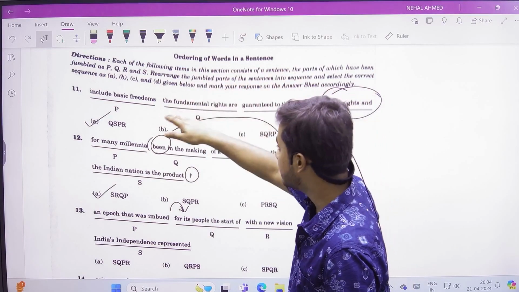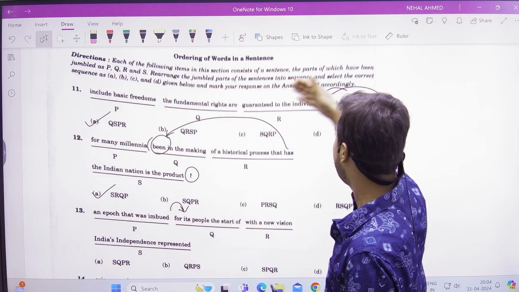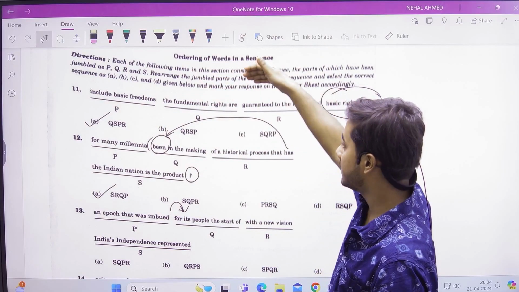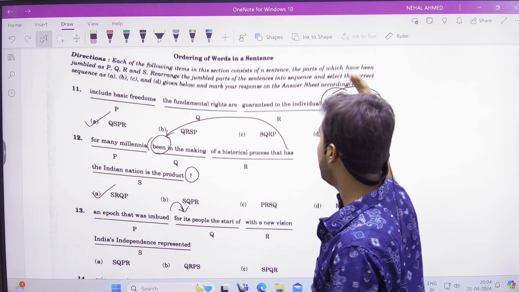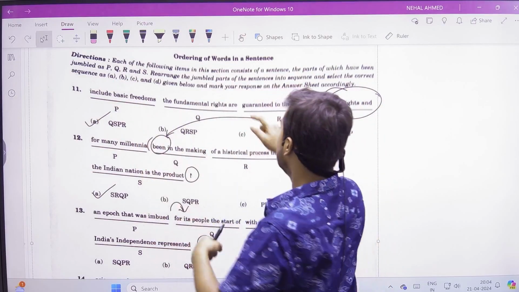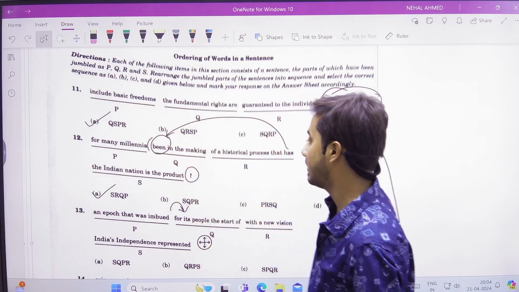So it's going to be QSPR. The fundamental rights being the subject starts the sentence off, and are what? Are basic rights and include basic freedom, guaranteed to the individual. So the fundamental rights are basic rights and they include basic freedoms that are guaranteed to the individual. Thus the option QSPR is the right option.